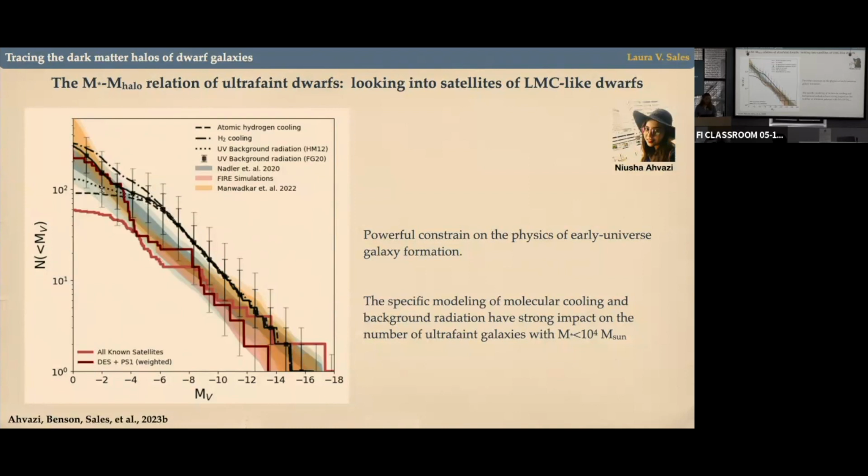Equally strong is the dependence on the UV background. So for example, our preferred background radiation is the updated Faucher-Giguère 2020, but if you were to go to, now I will forget the name, yeah, Haardt-Madau 2012, you see that it's much more depleted in the inner regions. So this is another of the things that make this ultra-faint population so interesting, because of their possibility to teach us about physics in the early universe.